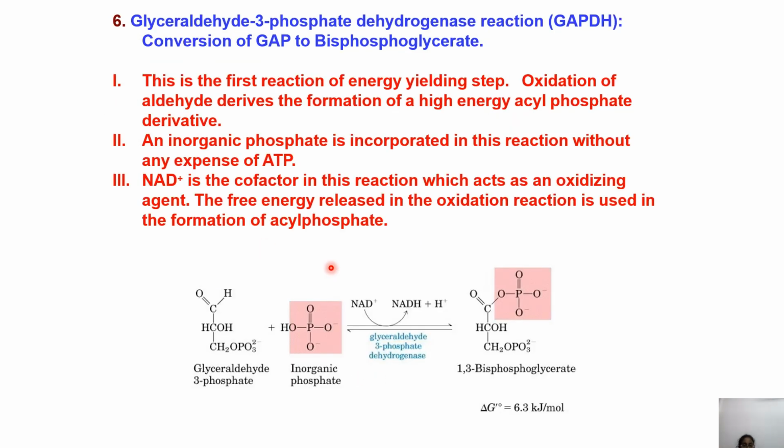Then the payoff phase starts, where the glyceraldehyde 3-phosphate dehydrogenase reaction is the conversion of GAP to 1,3-bisphosphoglycerate. This is the first reaction of the energy-yielding stage. In the payoff stage, an oxidation of the aldehyde drives the formation of a high-energy acyl phosphate derivative. Inorganic phosphate is incorporated in this reaction without any expense of ATP, and NAD+ is the cofactor, which acts as an oxidizing agent. The free energy released in the oxidation reaction is used in the formation of acyl phosphate.